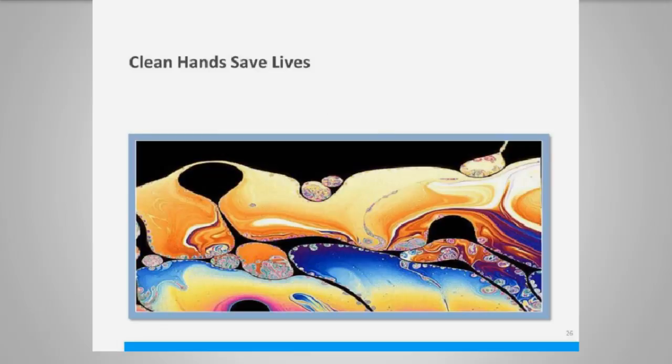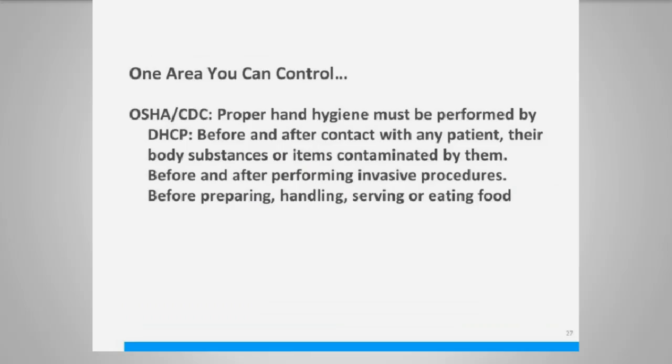This is a microscopic picture of an oxygen bubble on someone who has washed their hands. That oxygen bubble bursts, and it actually is able to kill bacteria too. So the lathering principle is an important part of what we do when we wash our hands. So there is one area that you have a lot of control over when it comes to emerging diseases.